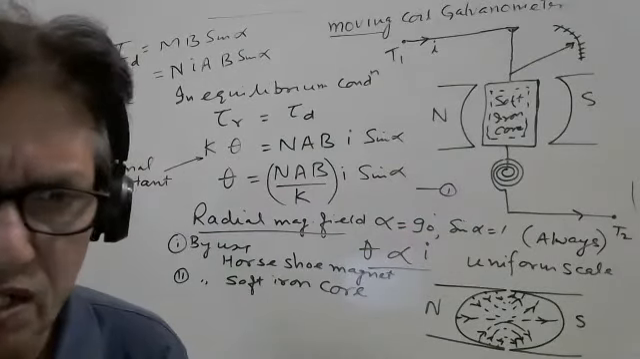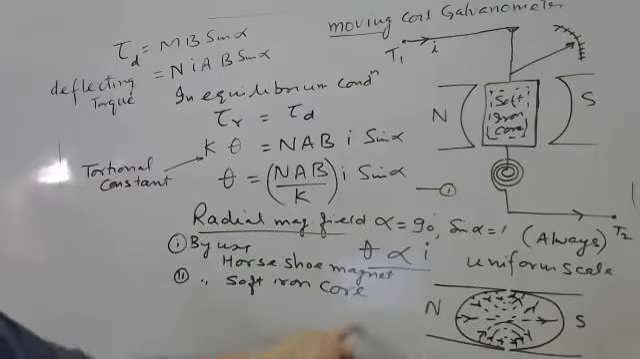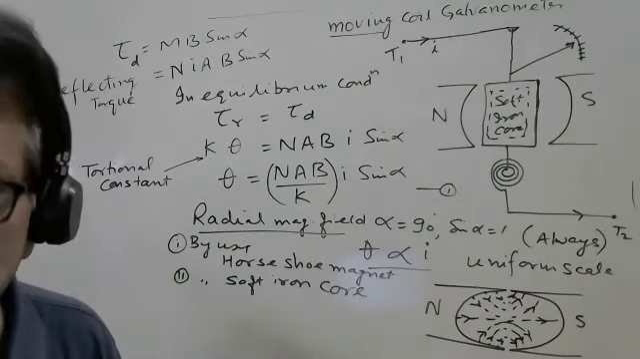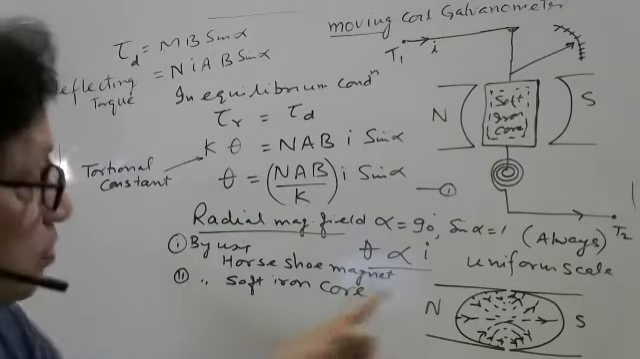To measure the current accurately, we have to eliminate this sin alpha. We have to eliminate sin alpha. Okay, so theta is directly proportional to current.